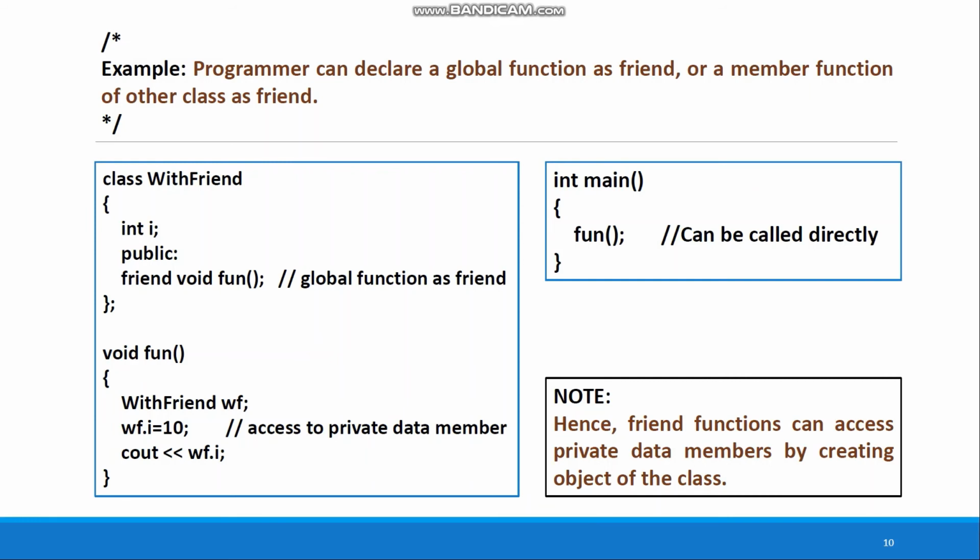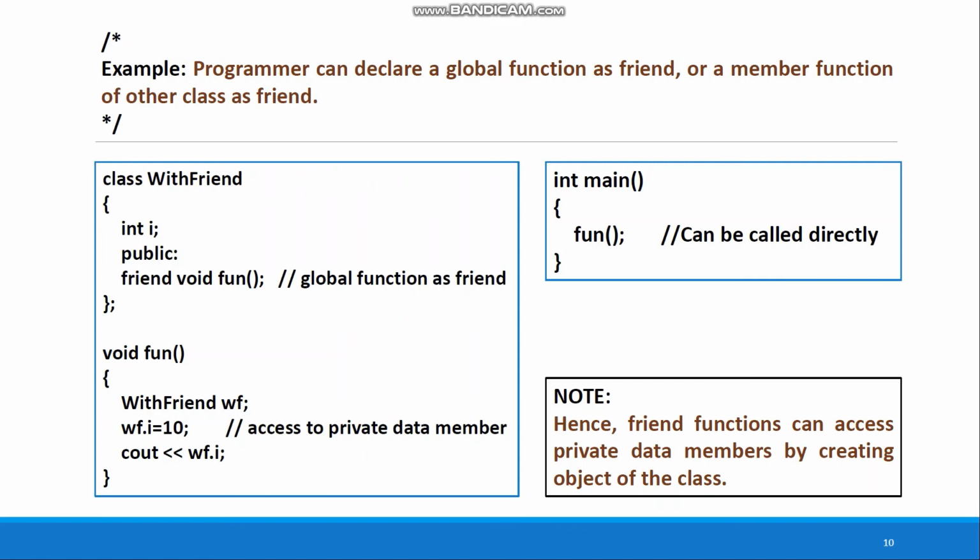Okay, now we see here the one class. The class name is withfriend. Okay, inside this class we have one data member, int i. This data is private because we have not put any access specifier here. By default, it is private. So int i is private data. Okay. Now here the public section.